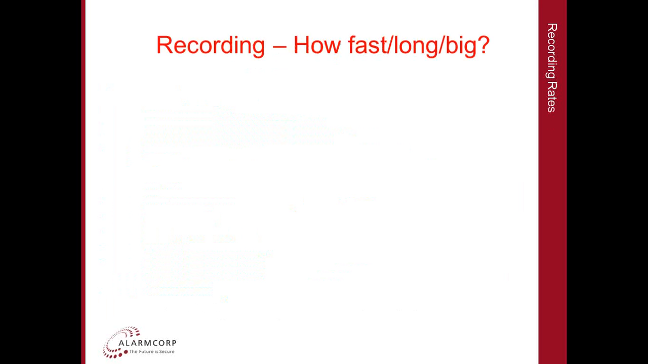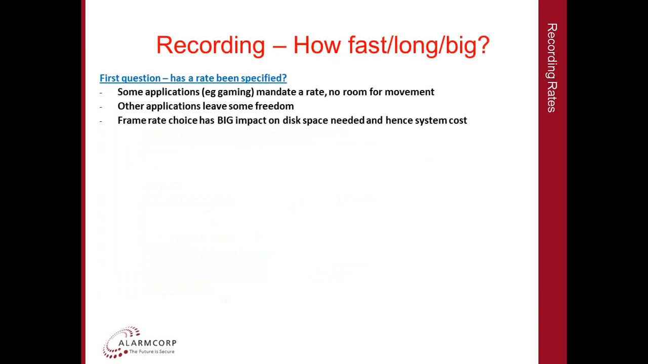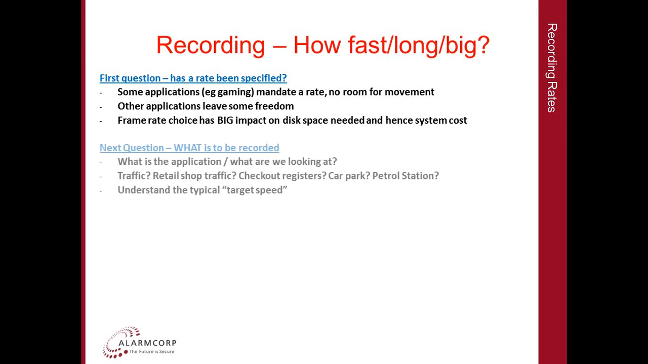Okay, recording. How fast, how long, how big? The first question: has a recording rate been specified? Some applications, for example gaming, mandate a rate. There's no room for movement. Other applications leave some freedom. Frame rate choice has a big impact on disk space needed and hence total system cost.